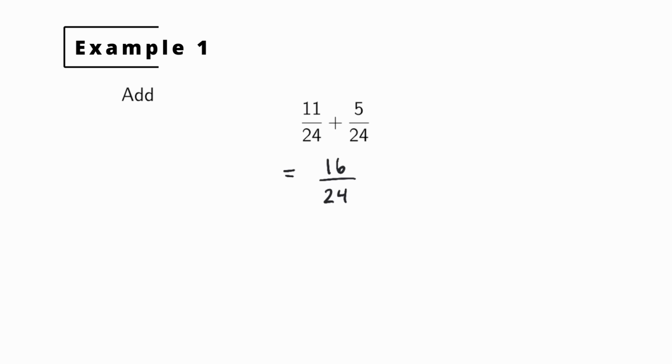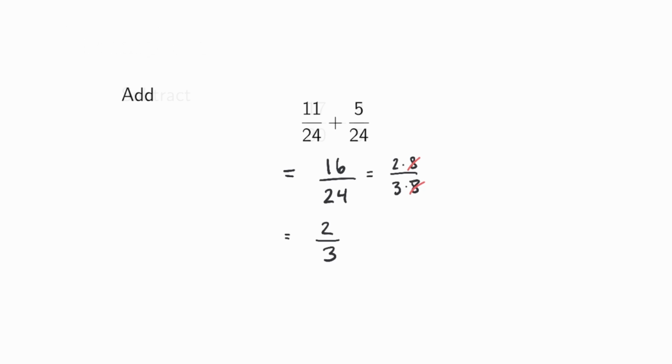The last thing we have to do here is simplify. So the greatest common factor of 16 and 24 is 8. So I can write this as 2 times 8 over 3 times 8, and then the common factor of 8 cancels, leaving us with 2/3 as our final answer.